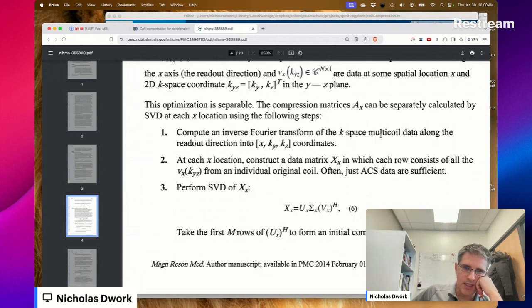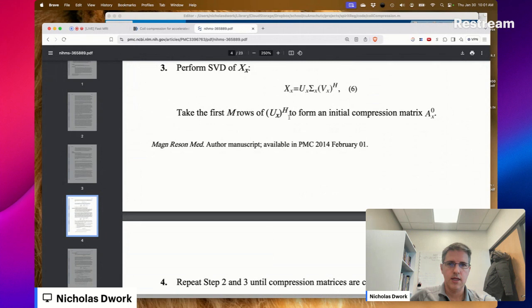At each X location, construct a data matrix X sub X, in which each row consists of all the data from an individual original coil. Often just ACS data are sufficient. That's interesting. This is the auto-calibration region. Perform the SVD. Take the first M rows of UX to form an initial compression matrix.